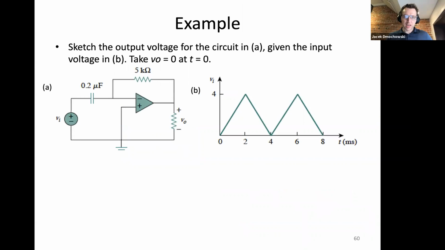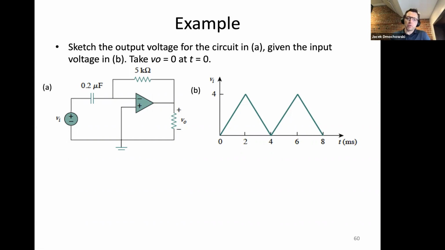All right, I think we have one more slide. Okay, so we have an example of a differentiator with a 0.2 microfarad capacitor on the input and a 5 kilo ohm resistor on the feedback. And we are asked to sketch the output voltage V naught given this input. So we have this triangular waveform for V of I. So VI here is given by this input voltage. And we are asking you to compute V naught.